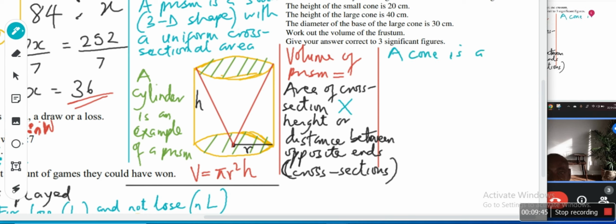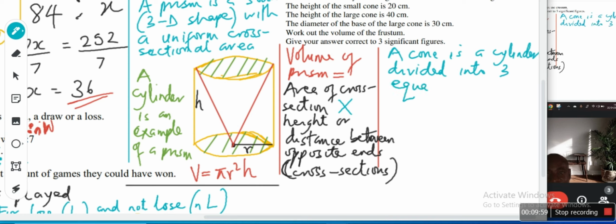A cone is a cylinder, actually. I didn't say it's specifically a cylinder divided into 3 equal parts. Divided into 3 equal parts.